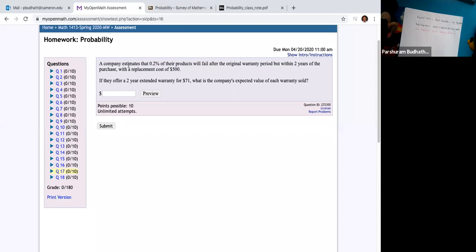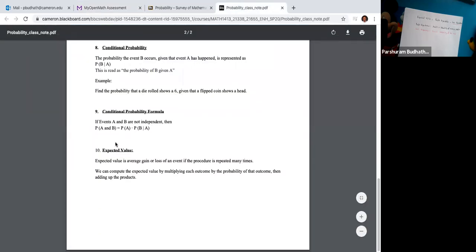So here in this particular problem, we're trying to find out the expected value for the company. So let's check the notes for the expected value. Expected value is average gain or loss of an event if the procedure is repeated many times. We can compute the expected value by multiplying each outcome by the probability of that outcome, then adding up the product.